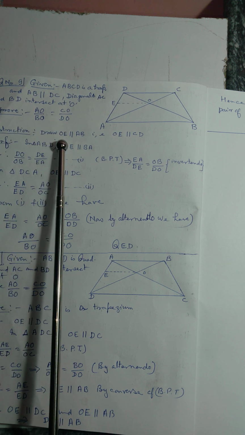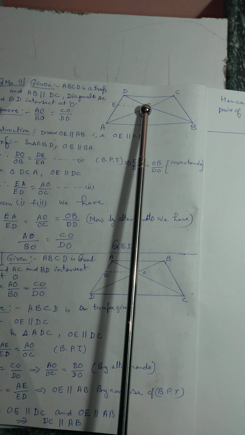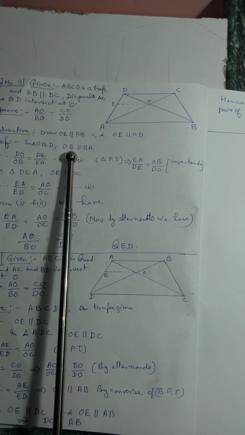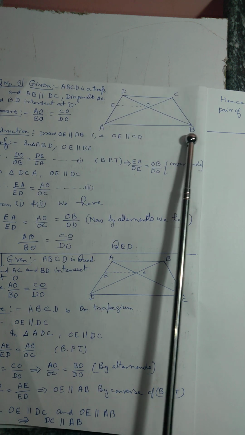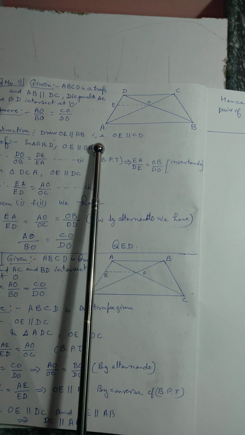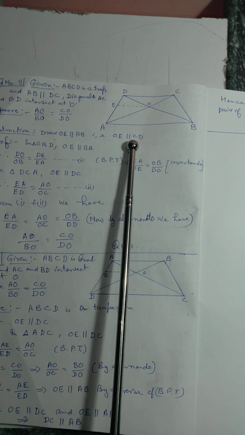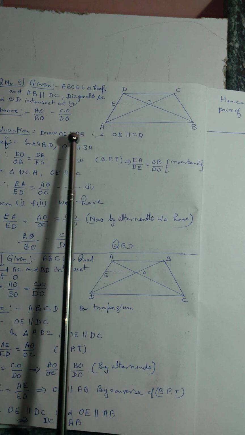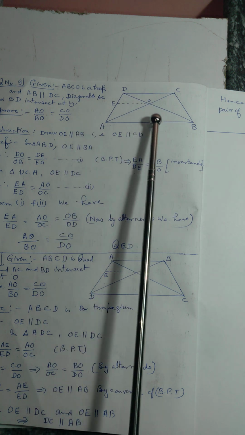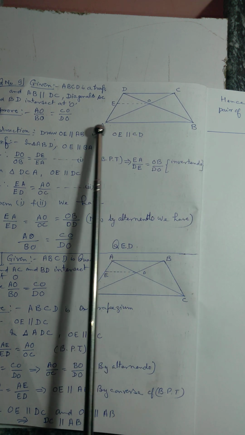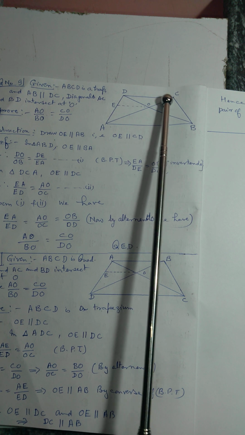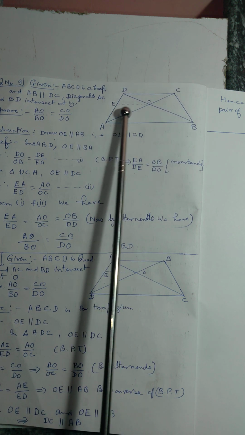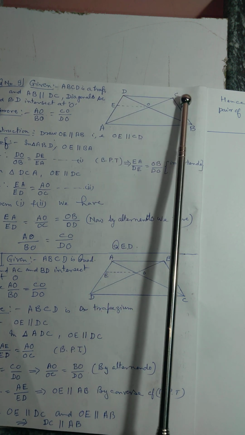Construction: draw OE parallel to AB. That is, OE is parallel to CD. Once we have drawn a line parallel to AB, and AB is already parallel to DC because it is a trapezium, therefore OE will also be parallel to DC.